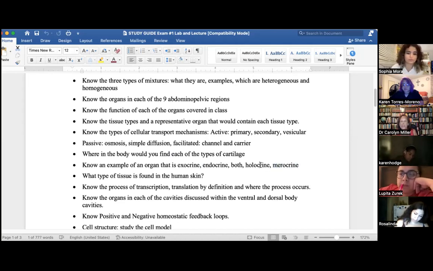Then the 3rd type is holocrine. That is the sebaceous oil glands. The sacs with the oil rupture. So it's a holocrine secretion, and those are the sebaceous oil glands.